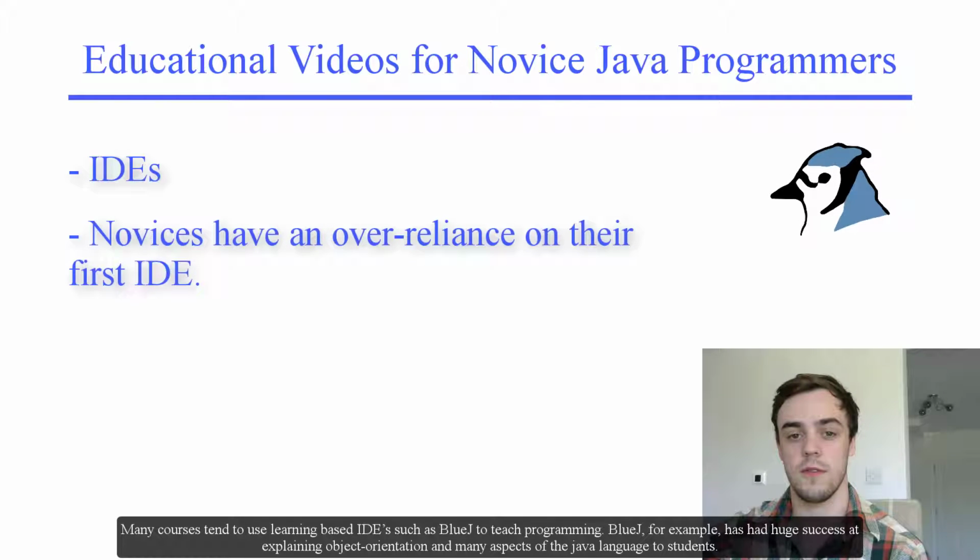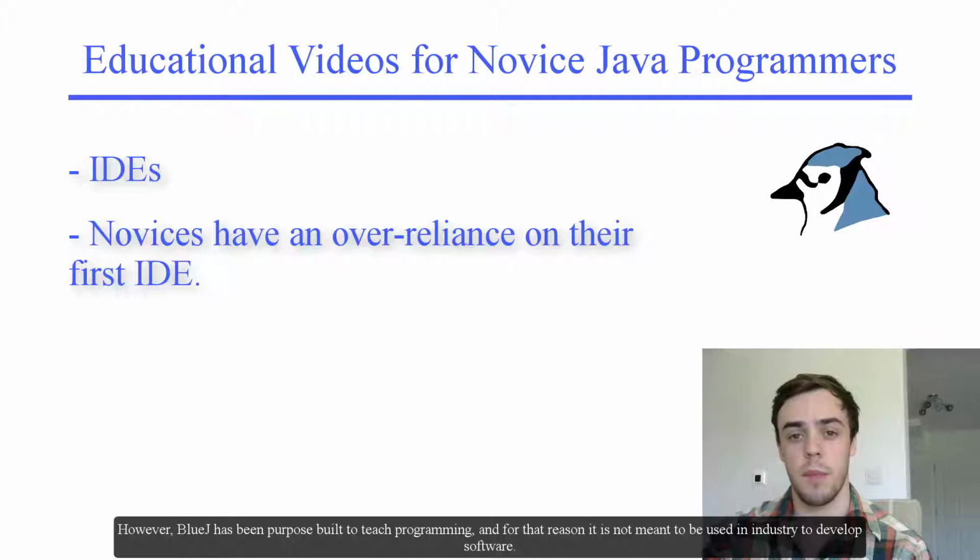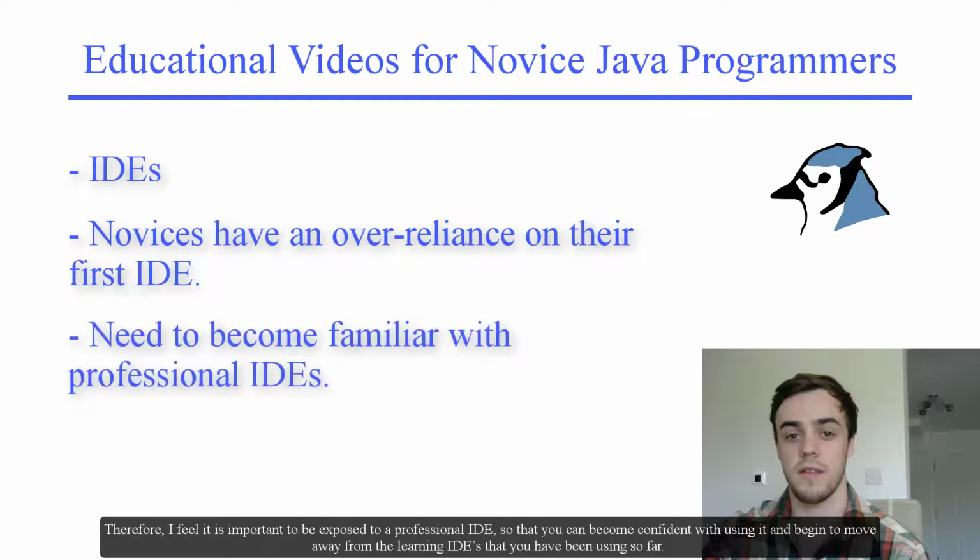Many courses tend to use learning-based IDEs such as IntelliJ to teach programming. IntelliJ, for example, has had huge success at explaining object orientation and many aspects of the Java language to students. However, IntelliJ has been purpose-built to teach programming, and for that reason is not meant to be used in industry to develop software. Therefore, I feel it is important to be exposed to a professional IDE so that you can become confident with using it and begin to move away from the learning IDE that you've been using so far.